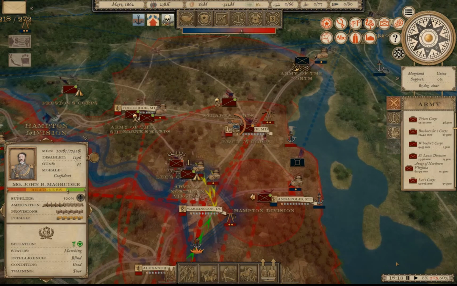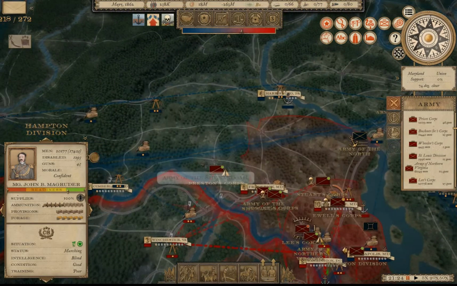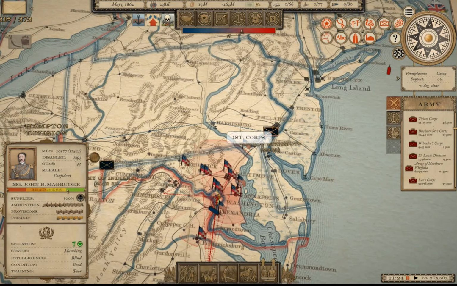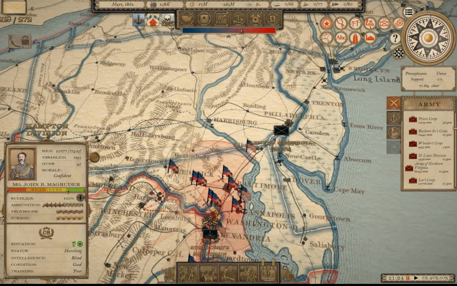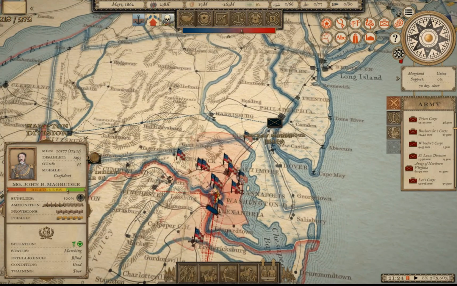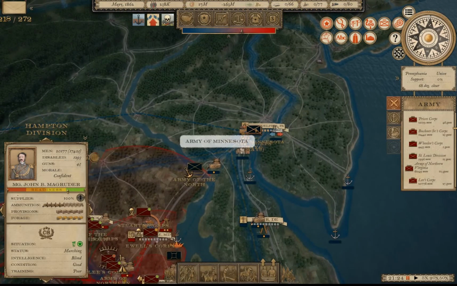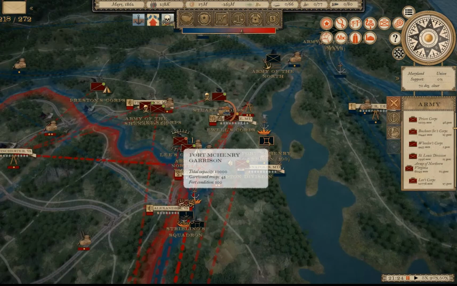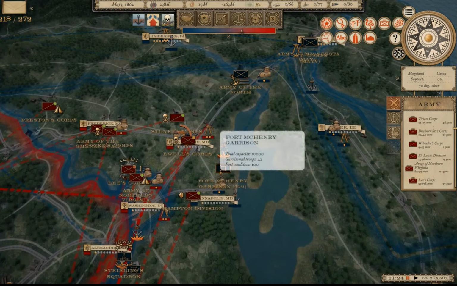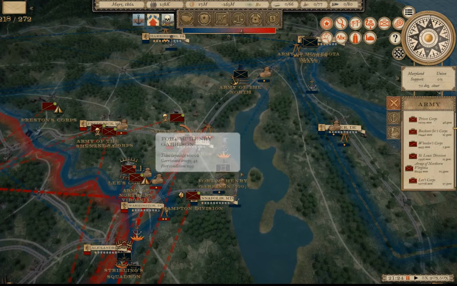So yeah, the Union forces might just be abandoning Maryland as they go to defend. Looks like they're worried about Philadelphia now, as basically the Confederate forces are pointing an arrow straight up the road to Philadelphia. We're going to have to try to capture Fort McHenry. Only 42 troops garrisoned. Fort conditions 100%.